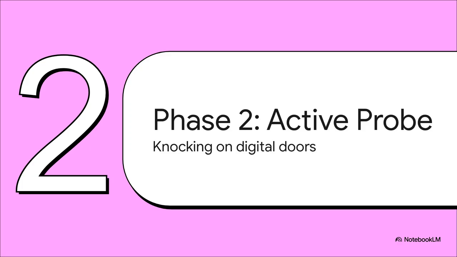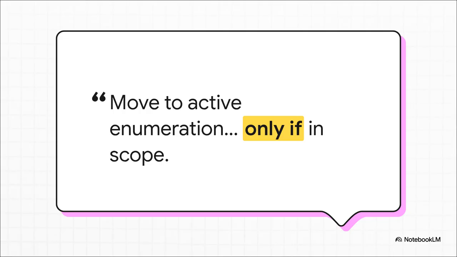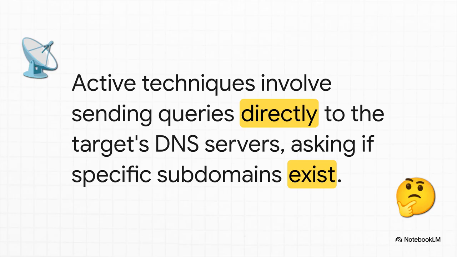Now it's time to shift gears. Phase 2 is the active probe. We're moving from just watching to directly interacting with our target. And this requires precision, and even more importantly, permission. And let me be perfectly crystal clear about the most important rule of this phase. Do not do this without explicit written authorization. This is the bright red line between legitimate security testing and an illegal scan. You have to get permission first. Always.